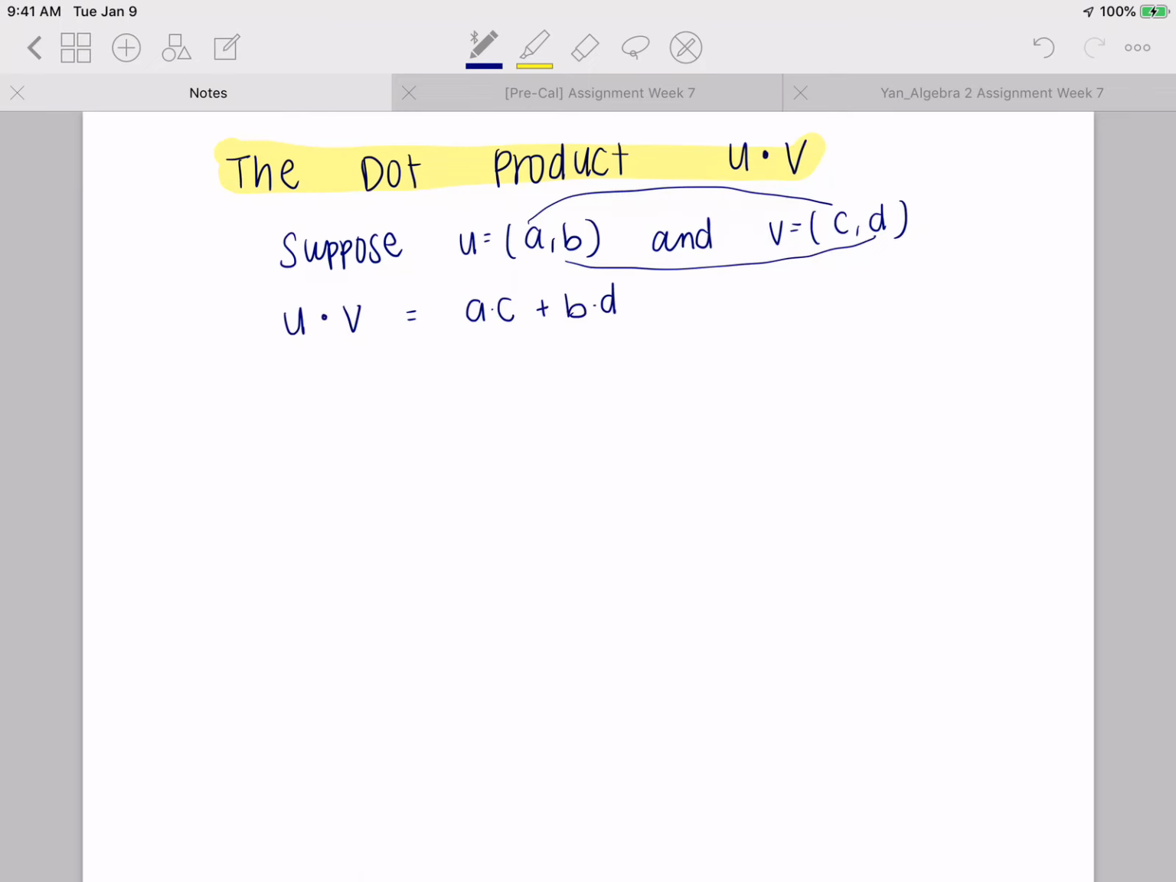So let's look at an example. Suppose u equals 2 comma 3, and v equals 5 comma 4. And we want to do u times v. So how would we do u times v in this case? Follow the formula above. We're going to multiply the first times first, which is 2 times 5. We're going to add 3 times 4, which gives us 10 plus 12. So we get 22.